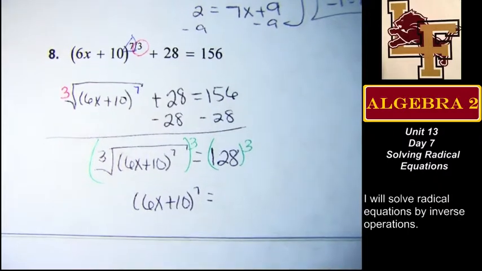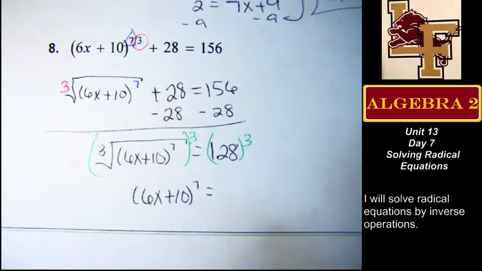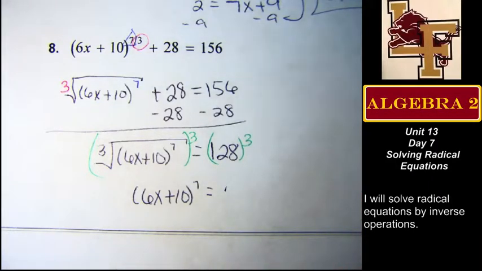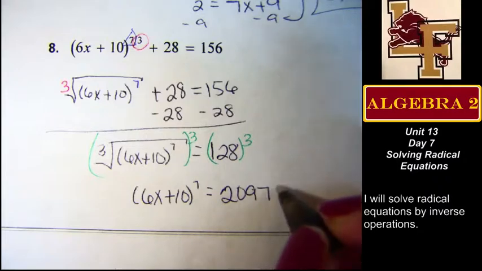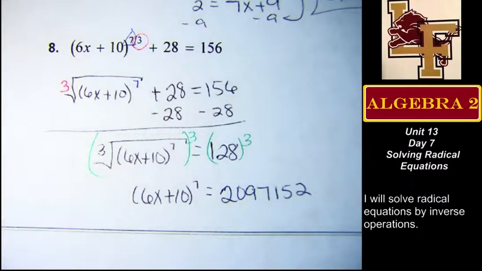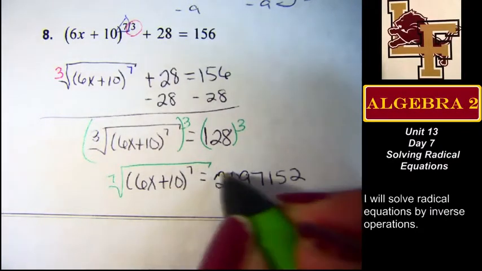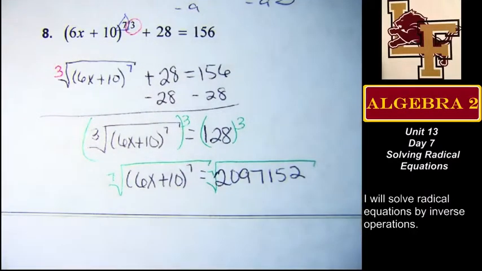I need 128 to the third power. It's gonna be something big. Something ridiculously big. 2,097,152. It's a big number. And guess what? We're not quite done, because how do you undo a 7th power? 7th roots. So I need to know what is the 7th root of that number, 2097152.